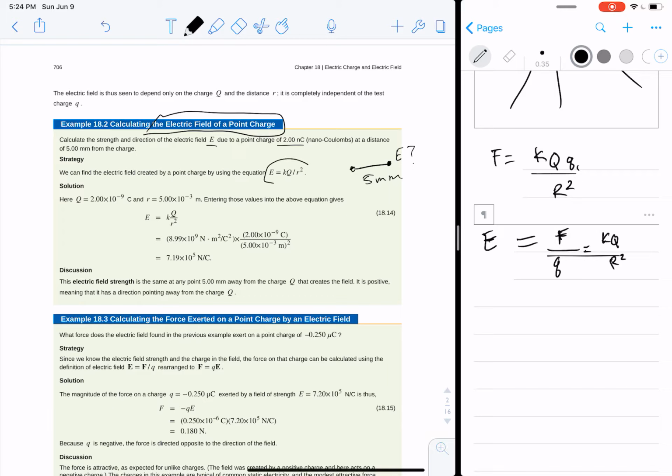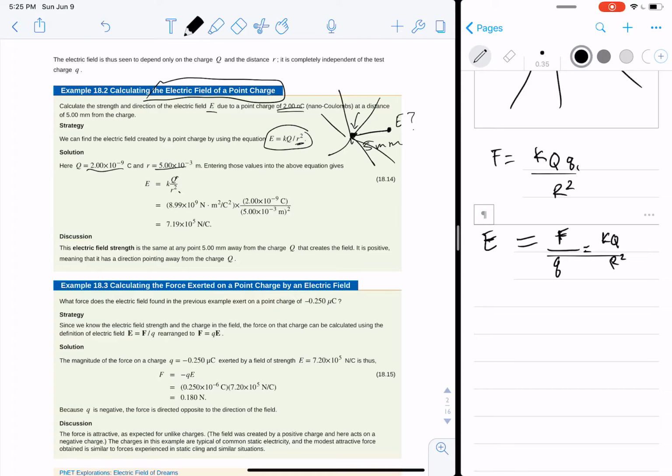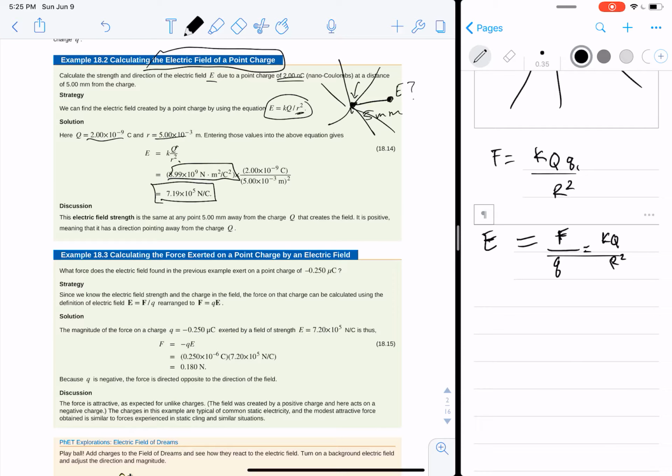Okay, so we know what the electric field is generated by the original charge here. There's our charge. It's going to generate an electric field. What's the strength of the electric field at that point? So we know the charge is 2 nanocoulombs. We know we're 5 millimeters away from it. So we can just put 2 times 10 to the minus 9 coulombs and 5 times 10 to the minus 3 meters in there, Q over R squared, multiplied by our constant, and we get the electric field strength at that point, a distance 5 millimeters away, is 7.19 times 10 to the 5th newtons per coulomb. Okay, so there you go.